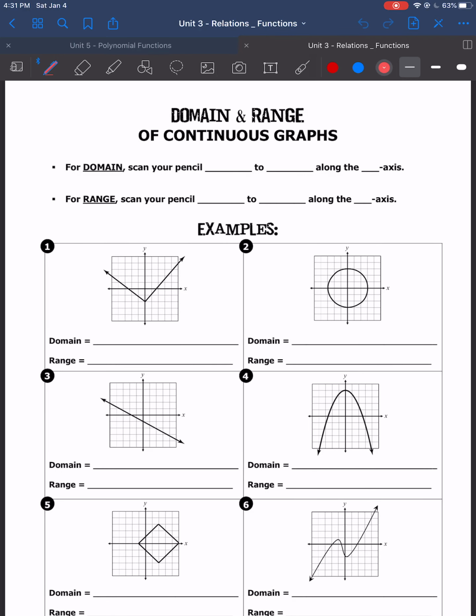Today we're going to be talking about domain and range of continuous graphs. I know we've talked about this a little bit before you went on break, but we're going to review it and then we're going to add on to it. So I wanted to review it because you may have forgotten some things over break.